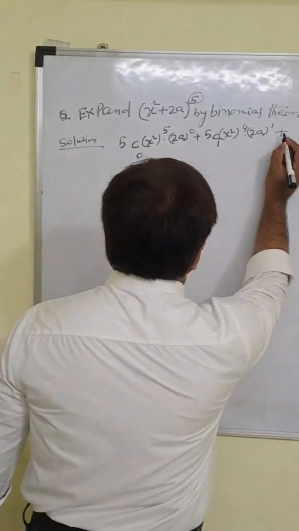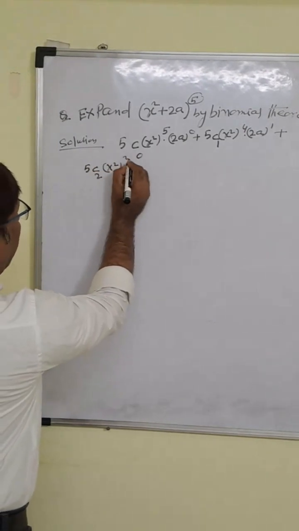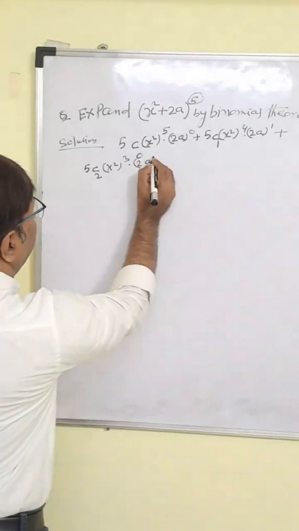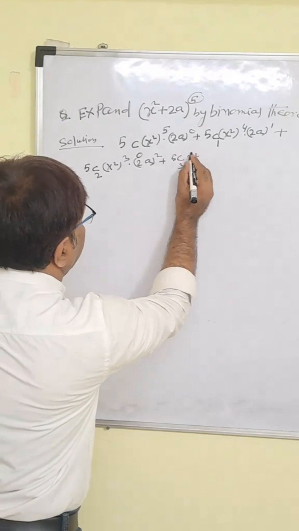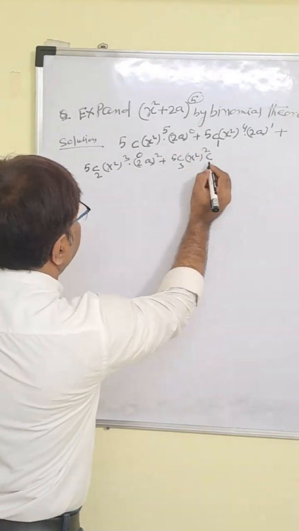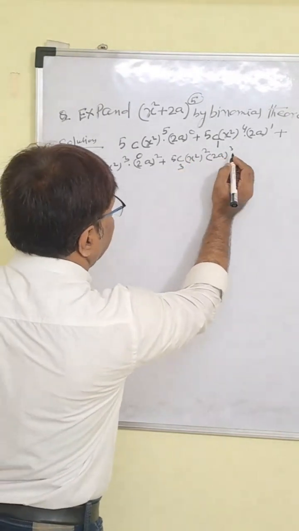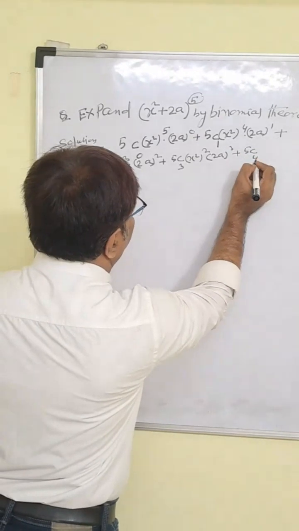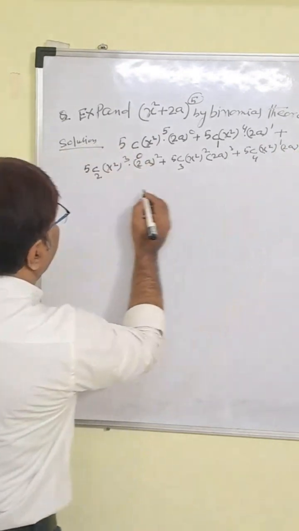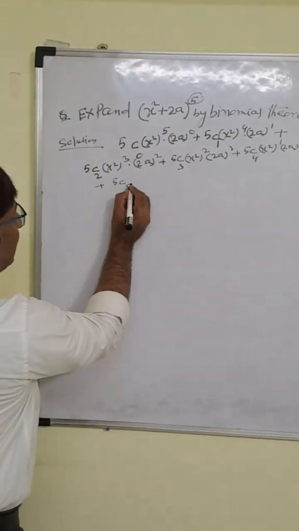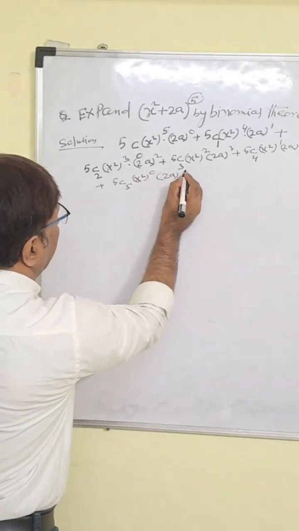Again the next term is 5C2, and a is x², so 5 minus 2 is 3, and b is 2a to the power 2. Again the next term will be 5C3, and a, that is x², 5 minus 3 is 2, into b, which is 2a, to the power 3. Again 5C4, and a is x², power is 1, and 2a power is 4. Again the last term will be 5C5, and the first term x², so power is 0, and the second term 2a, power is 5.